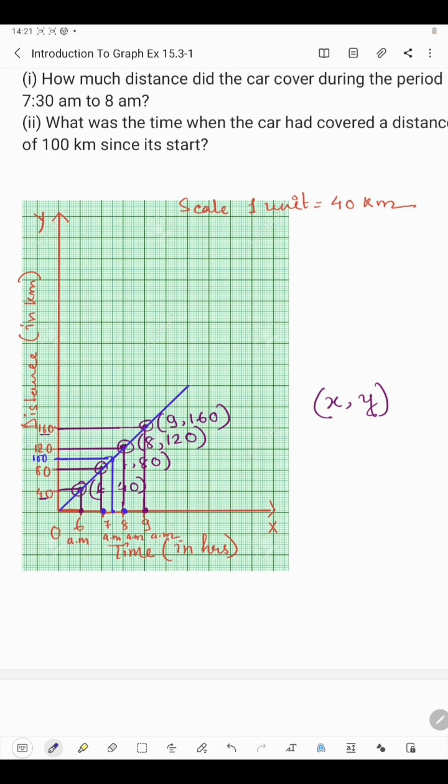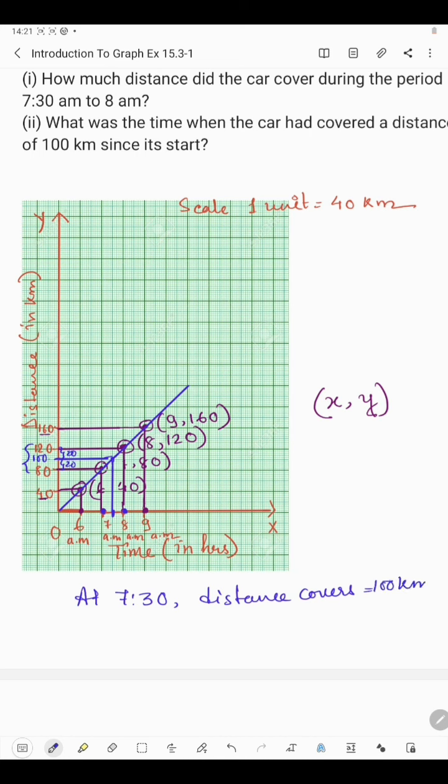Why? Because the gap between 120 and 80 is 40, and half of 40 is 20. So from here to here is 20 and from here to here is 20. So 80 plus 20 is 100 and 100 plus 20 is 120. So it will be 100 kilometer. So this 100 kilometer distance the car covers at 7:30. We have seen that at 7:30 it covers the distance 100 kilometer.